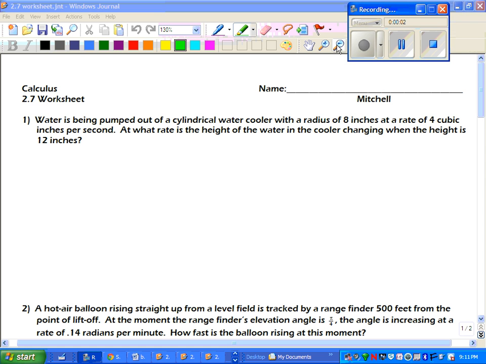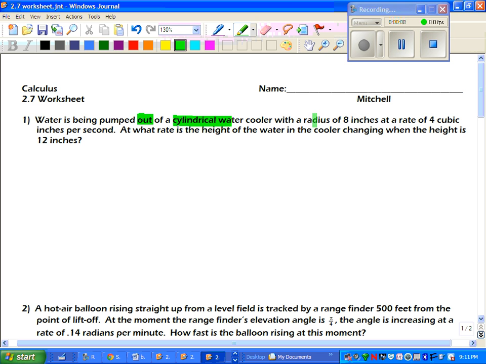All right, let's take a look at number one together. Water is being pumped out of a cylindrical water cooler with a radius of 8 inches at a rate of 4 cubic inches per second. What rate is the height changing when the height is 12 inches? So let's figure out all the stuff we've got there.